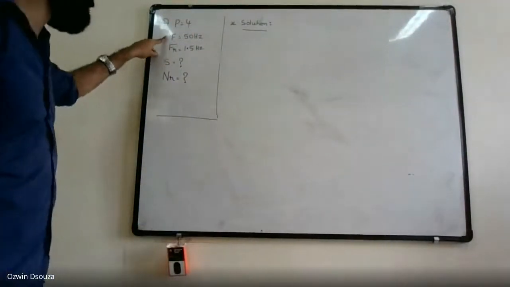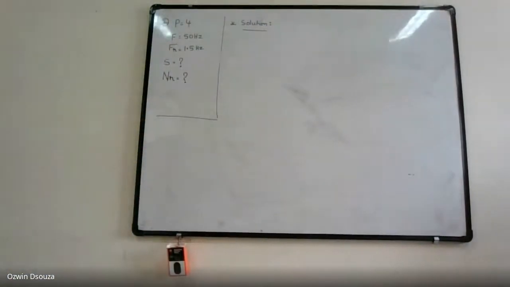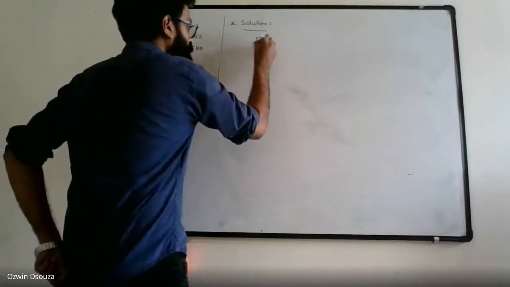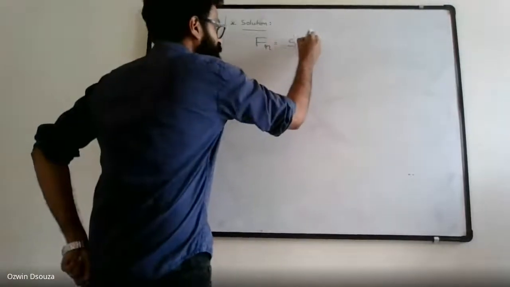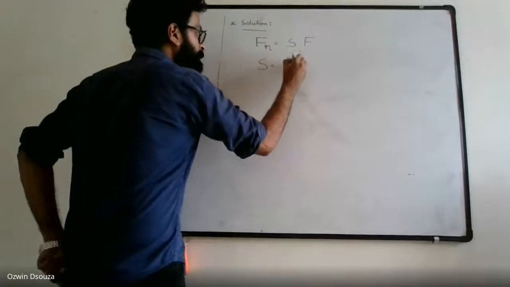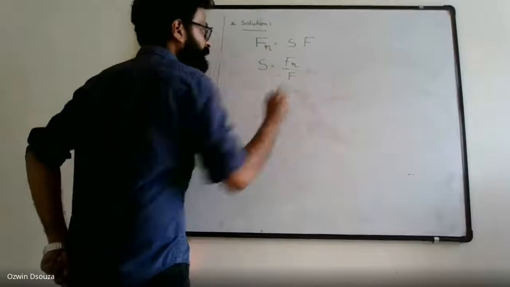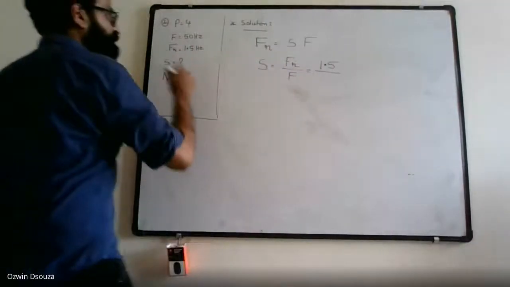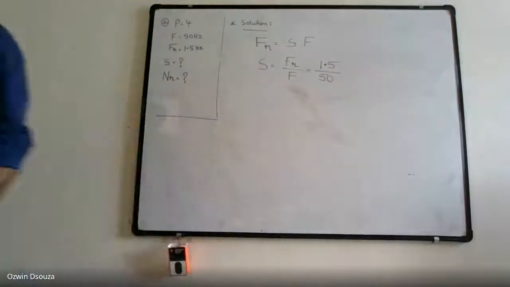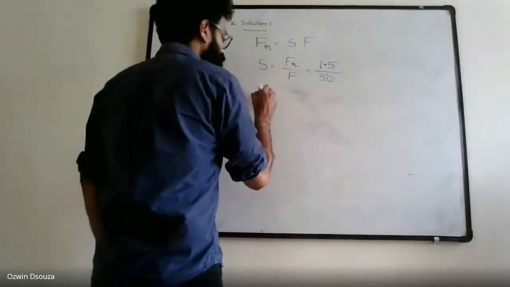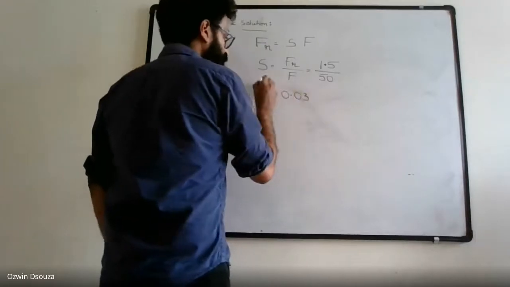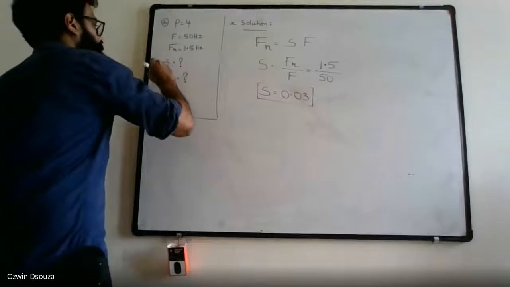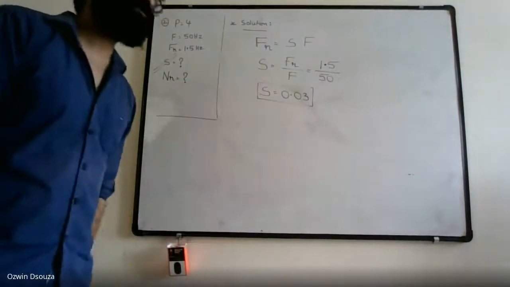Now, you know stator frequency, 50 Hertz, and you know rotor frequency, that is 1.5 Hertz. The stator frequency and rotor frequency are related by slip, right? So rotor frequency FR is slip times F, or slip is equal to FR divided by F. What is FR? 1.5 Hertz divided by F, 50 Hertz. So the ratio gives the slip value as 0.03. So first part you have calculated 0.03 slip.